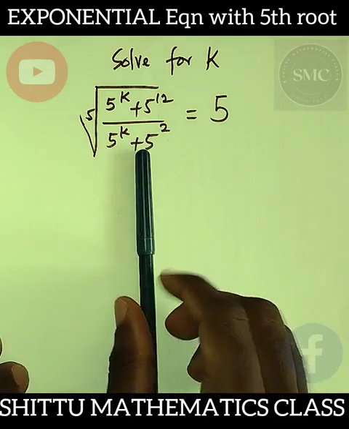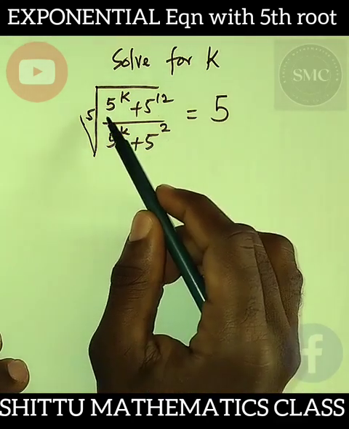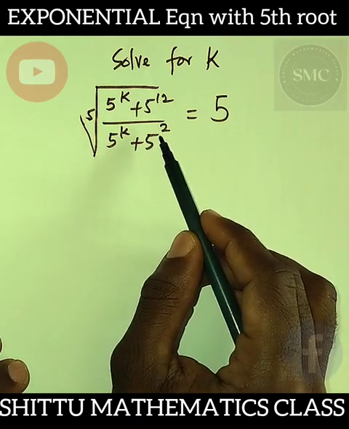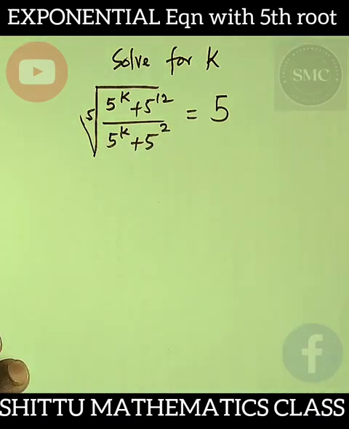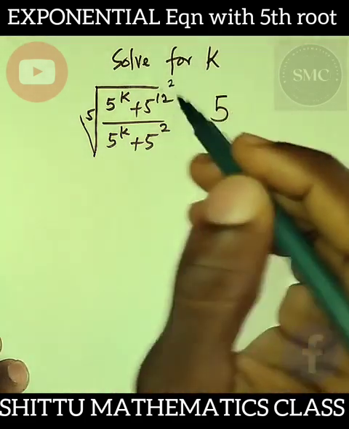Let's solve this together. So now from here we have the fifth root of 5 to the power k plus 5 to the power 12 over 5 to the power k plus 5 to the power 2 equals 5. So now what are we going to do? The first thing we need to do is that you can see the variable here is k and it's found in the exponent. So we need to get rid of this fifth root.